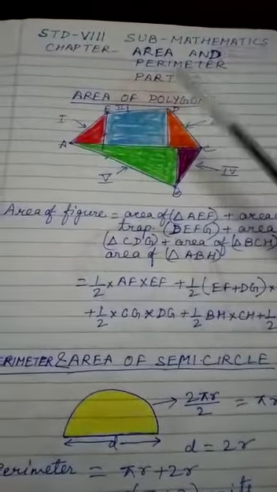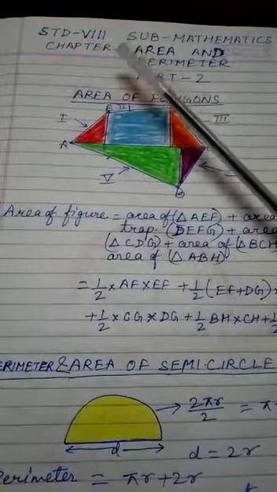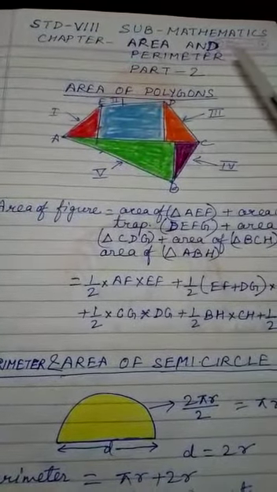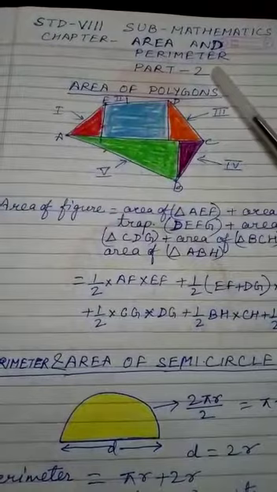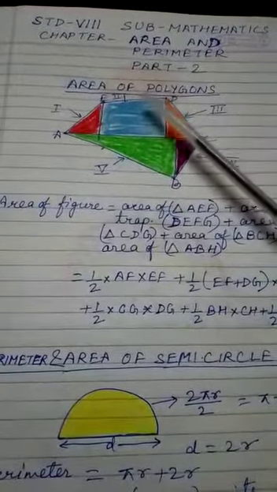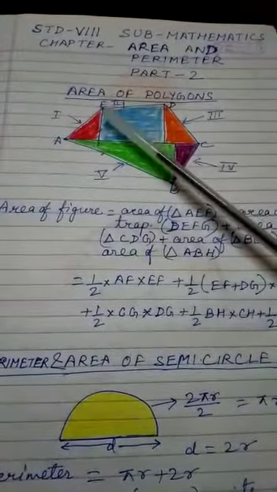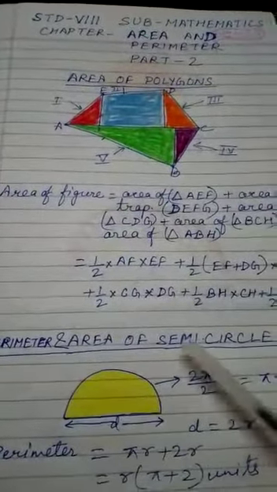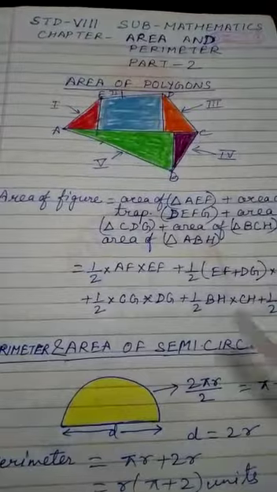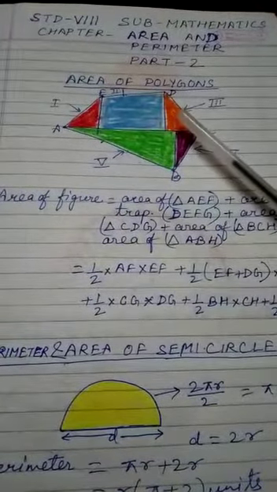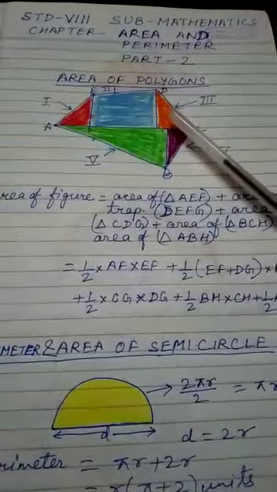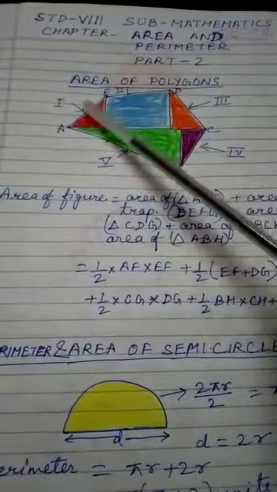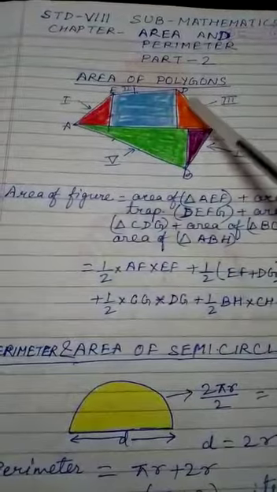Hello kids, today I am going to start with Standard 8 subject Mathematics, chapter Area and Perimeter. This is part 2 in which we will study about area of polygons and perimeter and area of semicircles. First, let us discuss area of polygons. Polygon means having n number of sides.